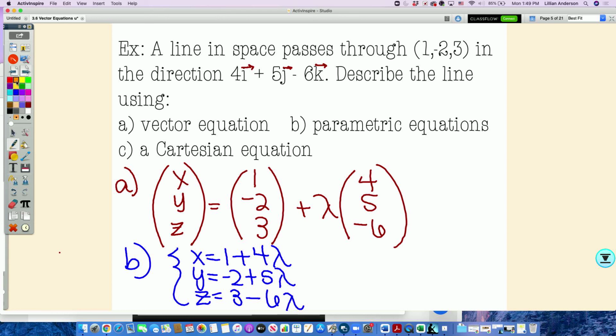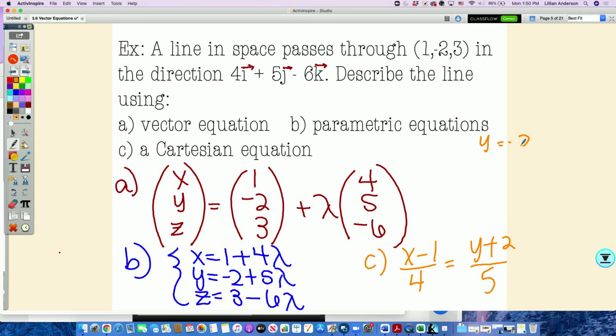And then the Cartesian is essentially when you solve for lambda for each one of those parametric equations, and then you equate them all together. So if I were to solve for lambda in that very first equation, the x equals 1 plus 4 lambda, what would I have? X minus 1 over 4, because I would have to subtract 1 from both sides, and then divide both sides by 4. Then what about the second equation, y equals negative 2 plus 5 lambda? Y plus 2 over 5.